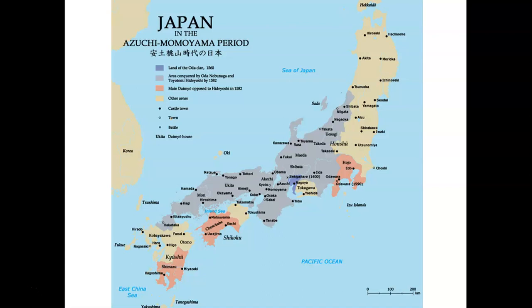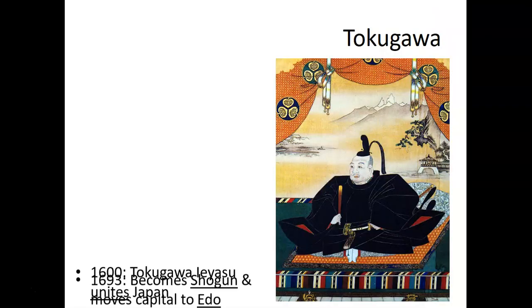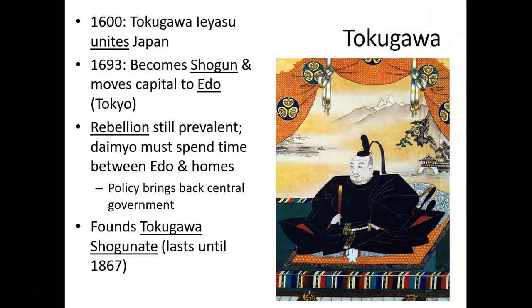And here you can see another map of Japan, kind of showing the breakdown of who has control. You can see the red area is what's opposed to Hideyoshi's area of control in 1582, and then you can see what Oda Nobunaga and Hideyoshi have by Nobunaga's death in 1582. So they have control of a majority of the main islands.